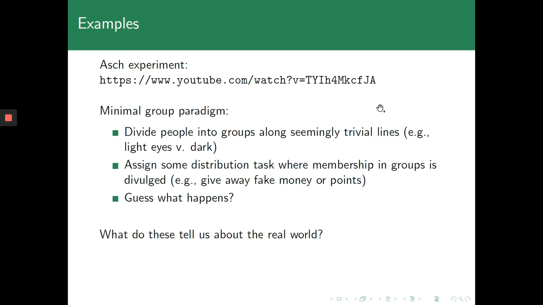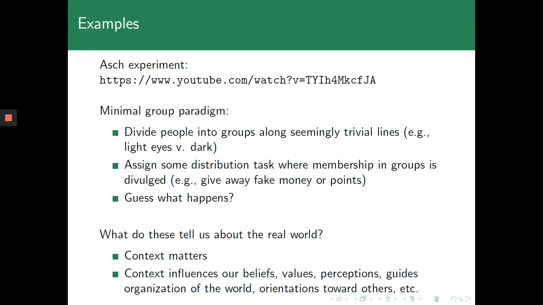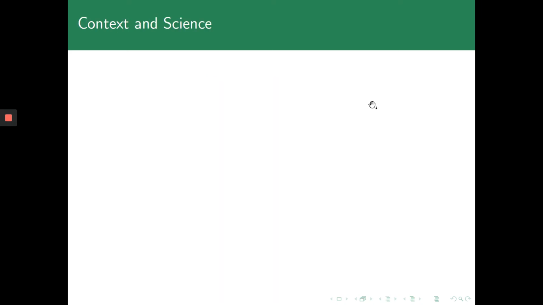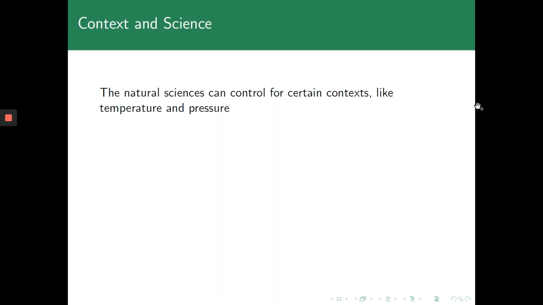So what do these things tell us about the real world? These are just two examples. There's hundreds of great examples out there, but what do they tell us about what's going on in the real world? Well, like I said, context really matters. And second, not only does knowing context matter, but it's also important to know that context actually influences the things we believe, what we perceive, orientations towards other people, and all sorts of things like that. You might be asking, why the heck are we talking about this?